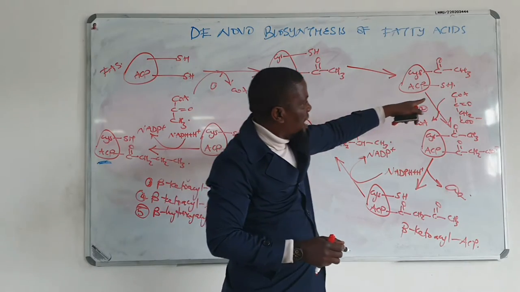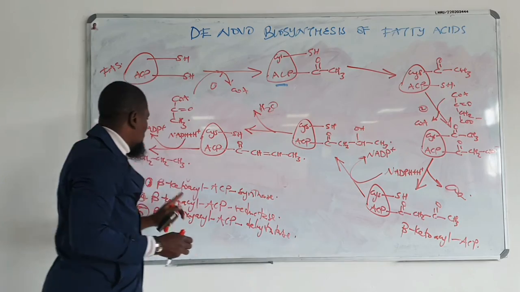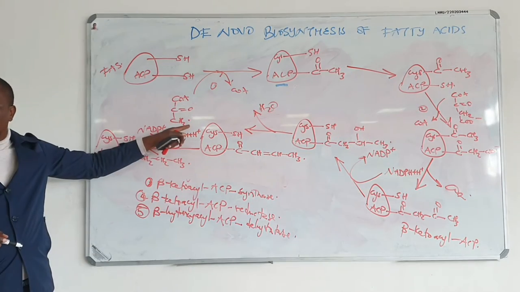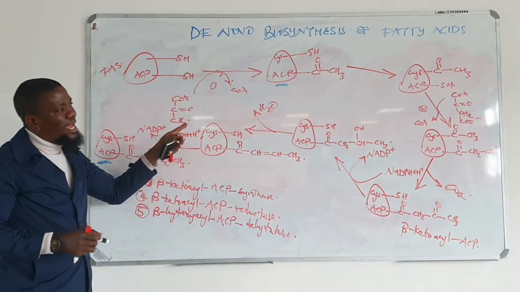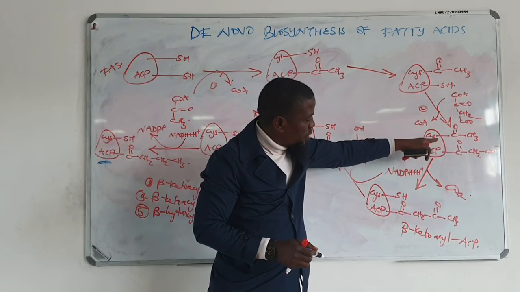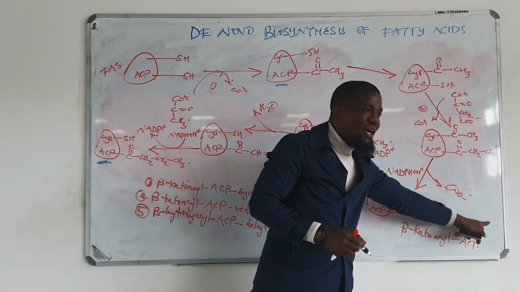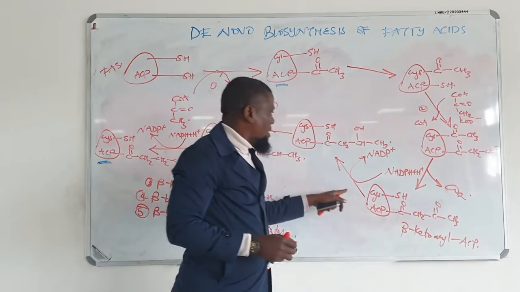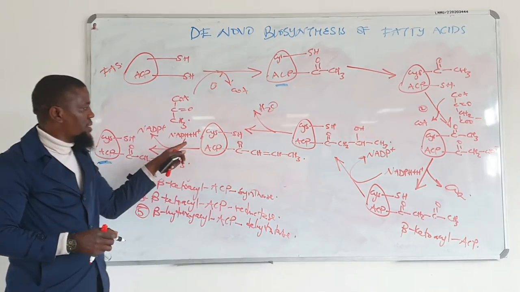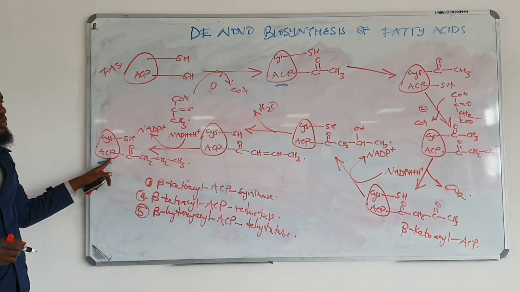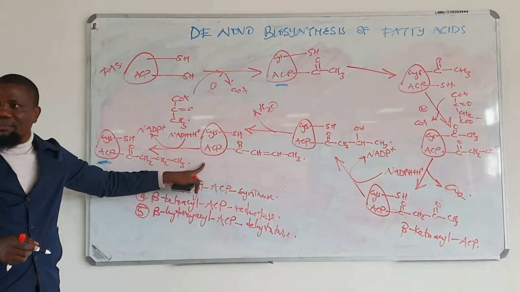In the next reaction, a malonyl-CoA will attach. Here we have this fatty ester with four carbons attached there, right? And here we have a malonyl-CoA. A condensation reaction would occur to produce a fatty ester with six carbons. Then it is going to be reduced, dehydrated, and then reduced again to have a fatty ester with six carbons.